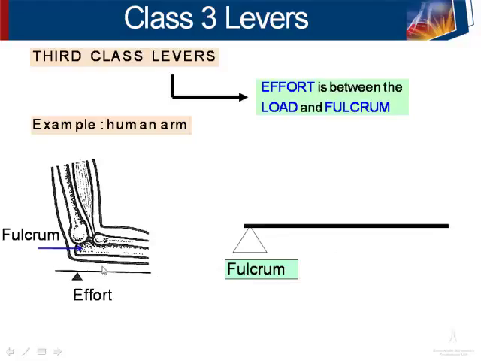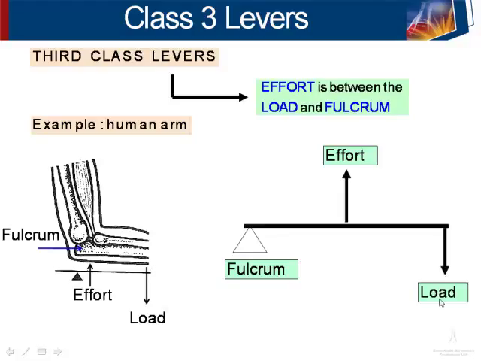The effort upwards is in the center between the fulcrum and the load. And in this case, the load is downward, the weight of your arm, or when you're carrying something in your hand, and the load in the lever system here is downwards. And therefore you can see the effort is between the load and the fulcrum. The effort is between, with your muscle pulling your arm upward. There. The effort is between the fulcrum and the load.